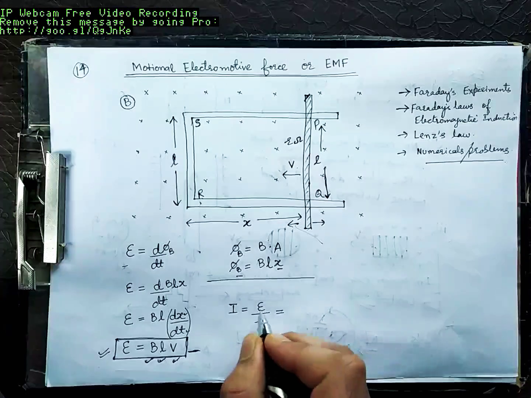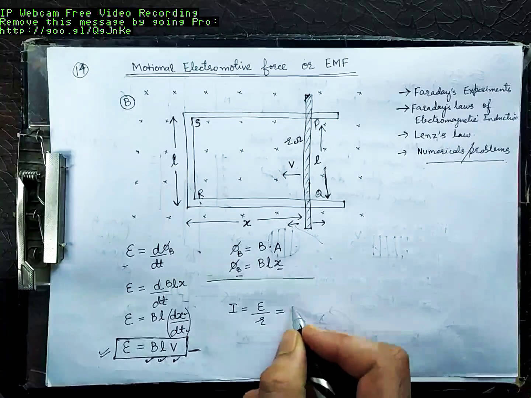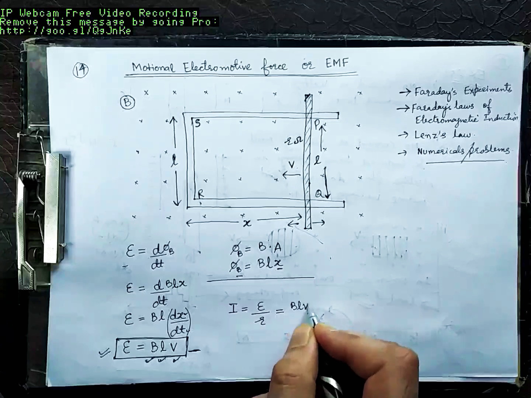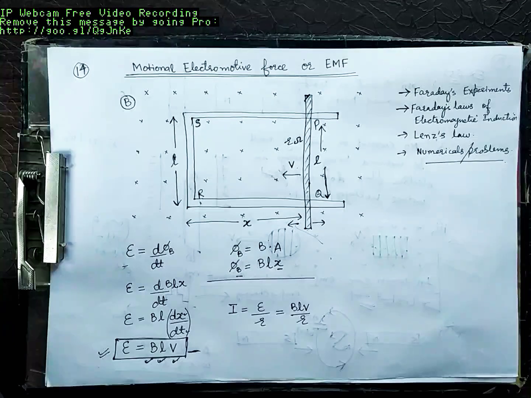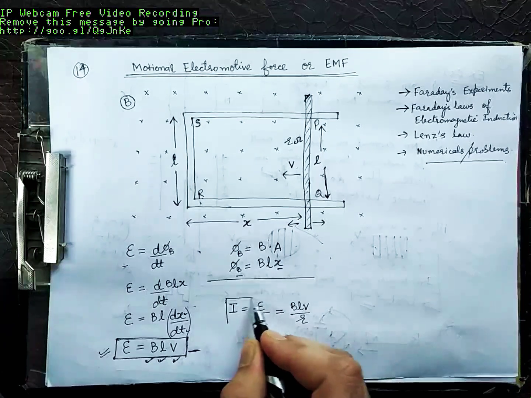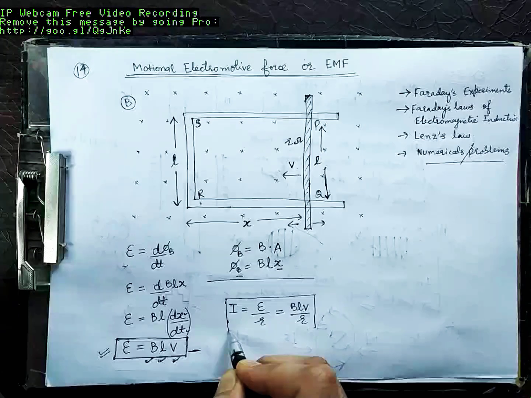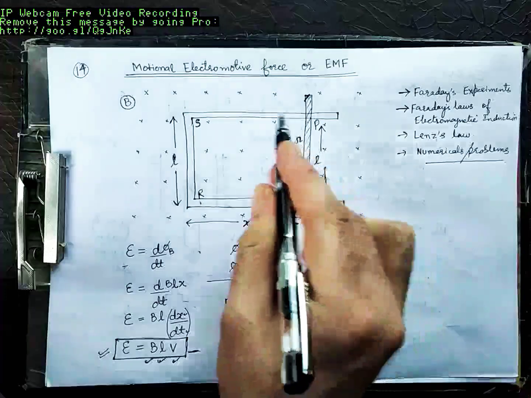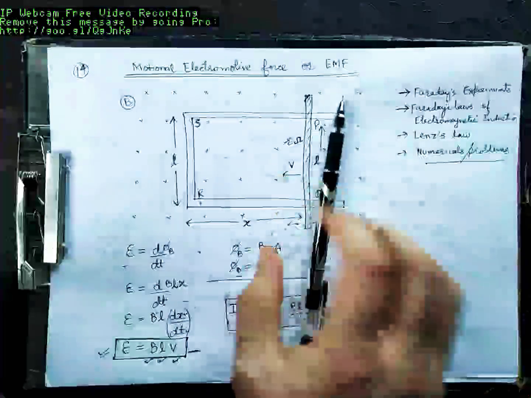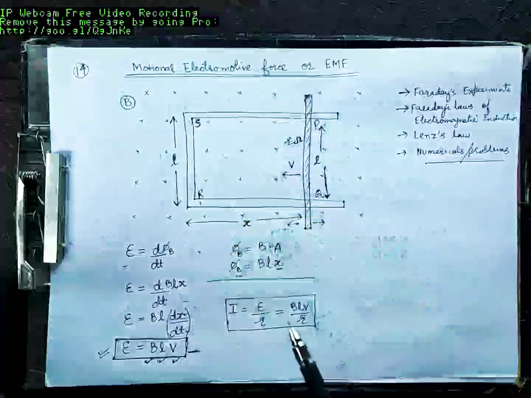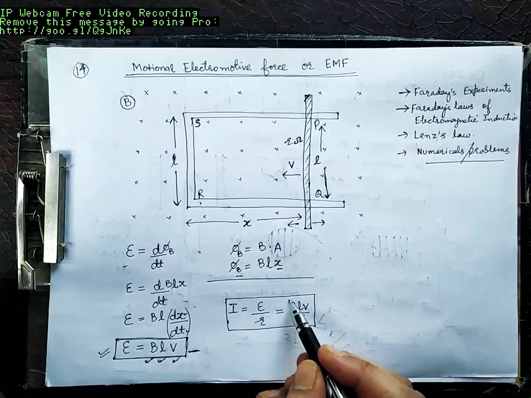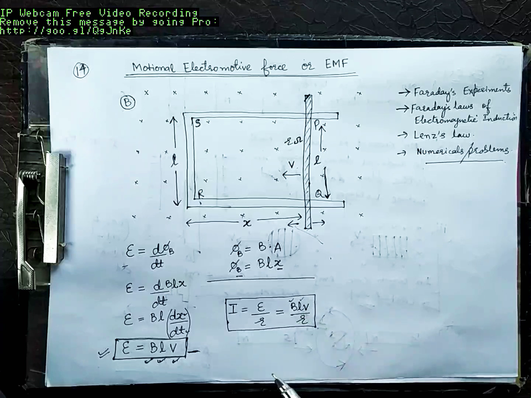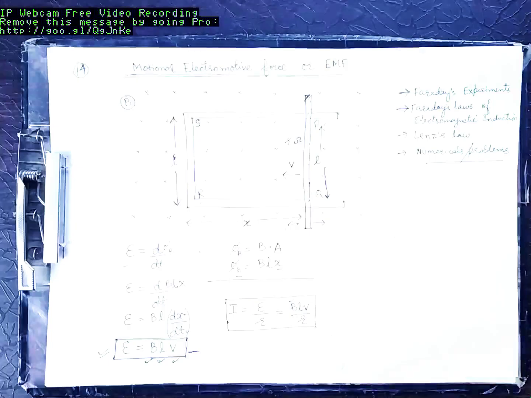How much is E? That is BLV. How much is resistance? That is R. So the current induced in the loop, or current flowing through the loop whenever this conductor PQ is moving, will be equal to BLV divided by R. That's again proportional to magnetic flux density, length of the conductor and velocity of the conductor, and obviously inversely proportional to resistance in the loop.